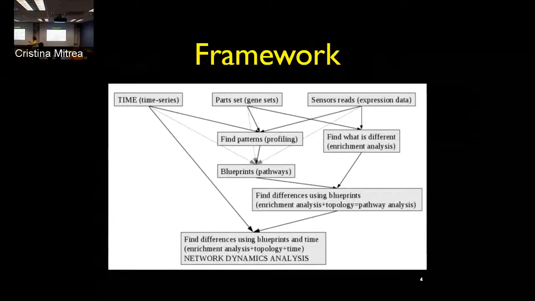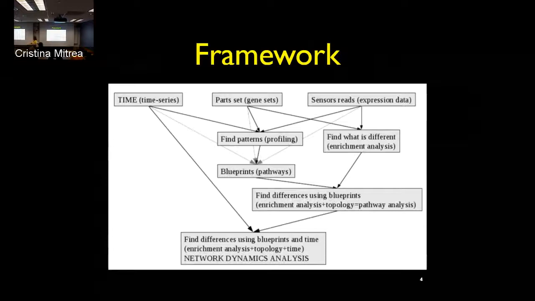Methods that look at part sets usually find patterns. Methods that look at the data that comes from the sensor, from gene expression, typically find what is different. They do enrichment analysis. They find what elements are different. We can find patterns. We can find new blueprints, new pathways, new networks, and we can find differences using those blueprints and networks, which is enrichment analysis plus topology, which is pathway analysis. So we can account for the interaction between those parts, which typically the gene sets don't.